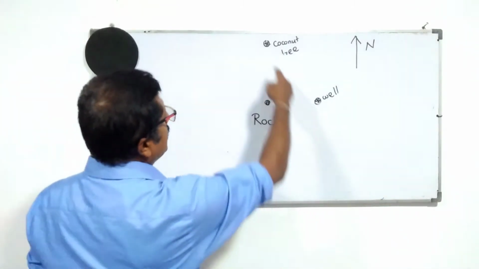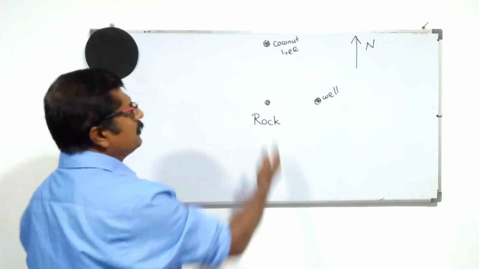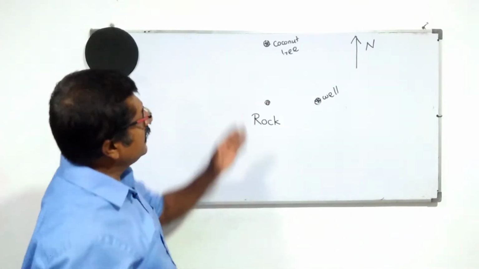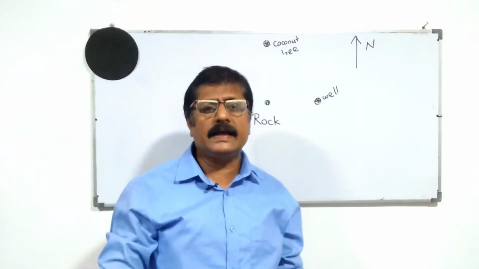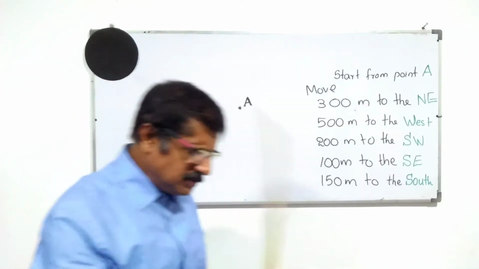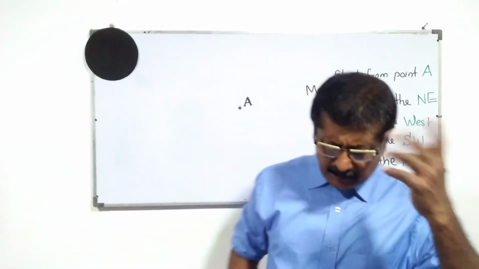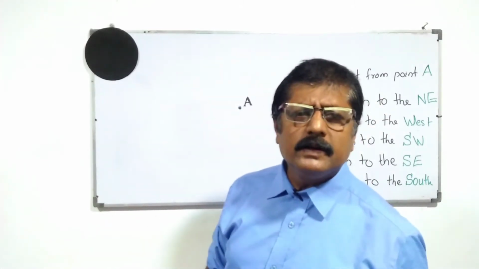Now, if you are looking at the coconut tree from the well, it is in the northwest. If you are looking at the coconut tree from the rock, you can see it in the north. Therefore, it depends upon the place from where you look at it. Now, children, now we learned how to find the direction of something.